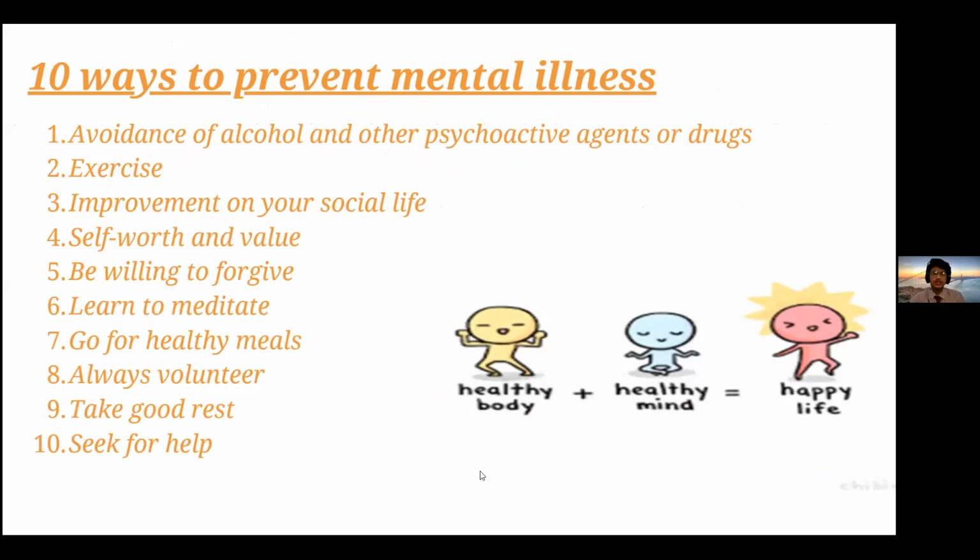So here are the 10 ways to prevent mental illness. Avoidance of alcohol and other psychoactive agents or drugs. Exercise, improvement of your social life, self-worth and value. Be willing to forgive, learn to meditate, go for healthy meals, always volunteer, take good rest, and finally, the most important one, seek help. Help as in medical help or comfort as well.